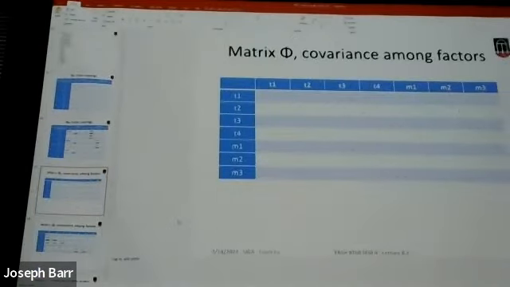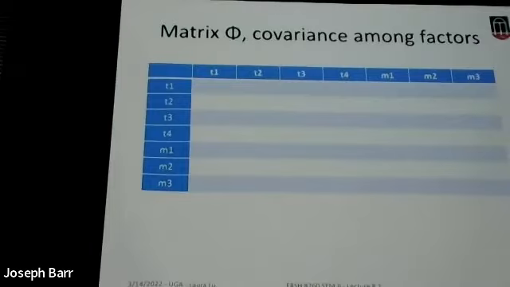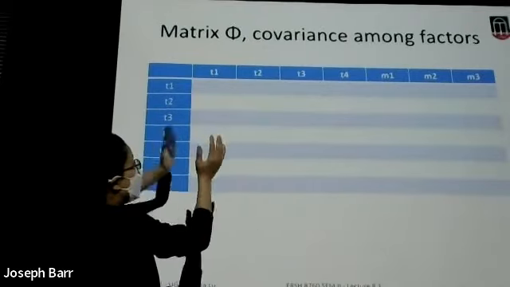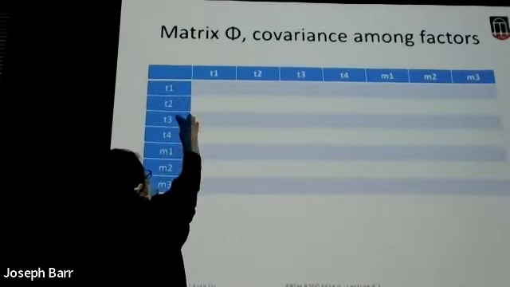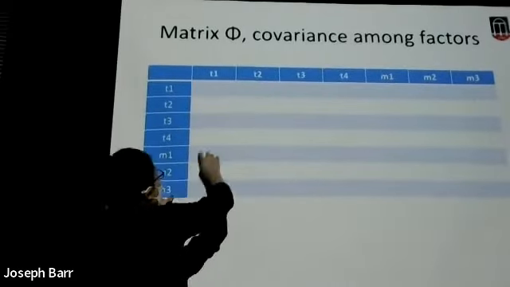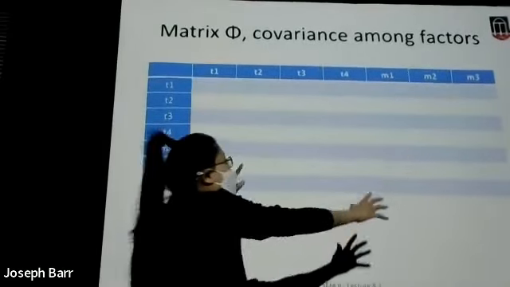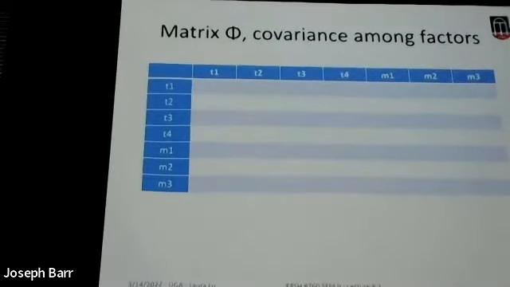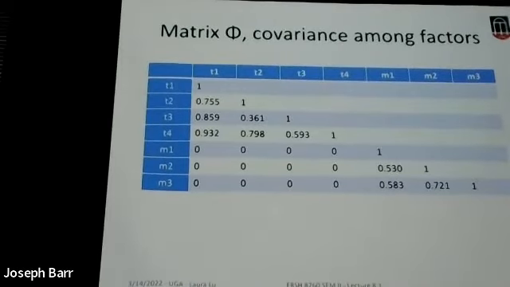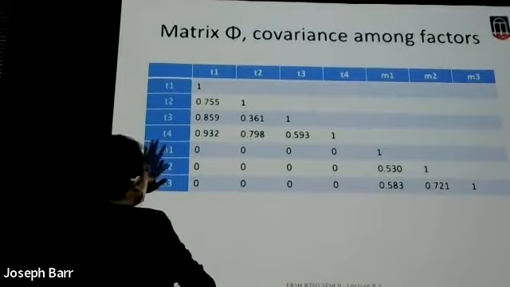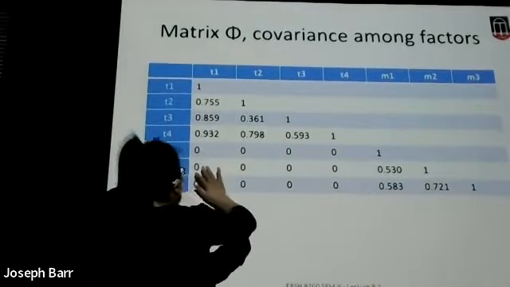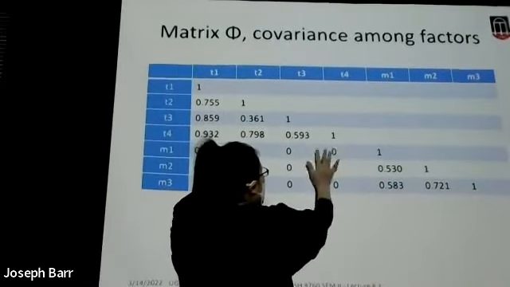And you can also figure out phi. What is phi? Phi is the covariance among factors. So we have 7 factors: 4 traits, 3 methods, total 7 factors. So what are these factor covariances? First, methods and traits are independent. So all of these are 0, okay? Methods and traits are independent: 0, 0, 0, 0.